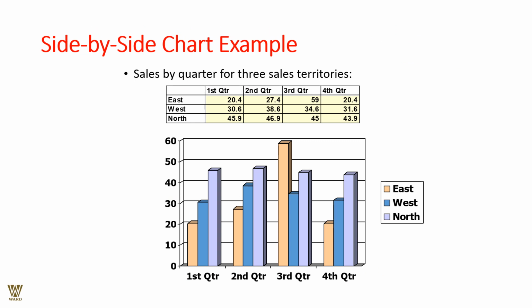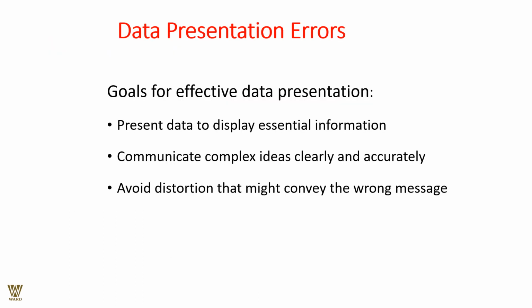Now let me show a similar side-by-side chart example, wherein the sales of three territories, let's say east, west and north, for first quarter, second quarter, third quarter and fourth quarter are depicted. Like the earlier investors A, B and C investing in stocks, bonds and so on, this can be another method of showing it to you.